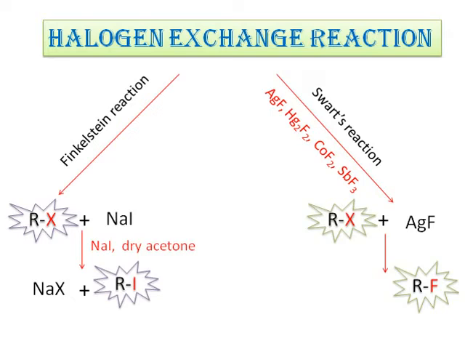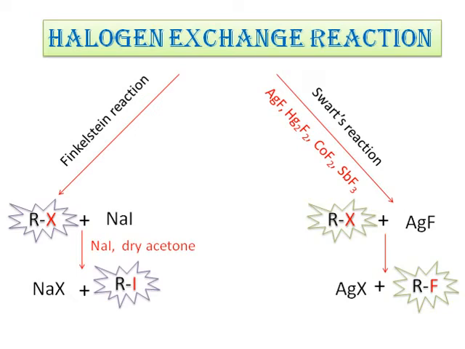But instead of silver fluoride, we have other options also. We can use mercurous fluoride, cobalt fluoride, antimony fluoride also, but here I have used silver fluoride to produce alkyl fluoride and silver halide. Here I have taken silver fluoride salt, that's why our product is silver halide, but if you take mercurous fluoride then you will get the mercurous halide.